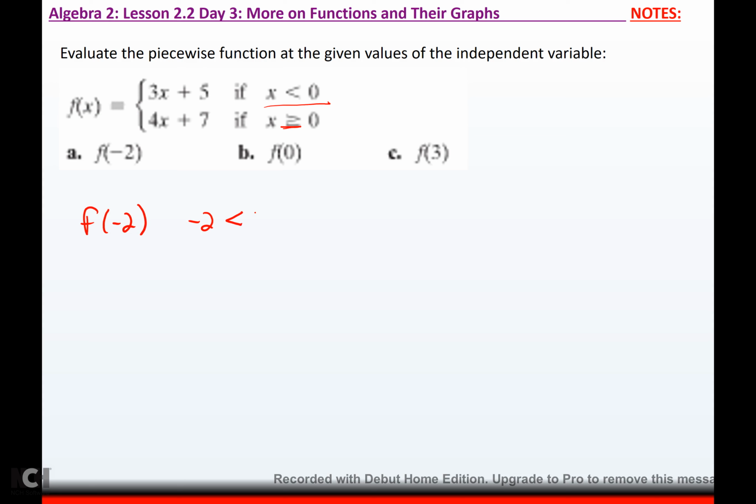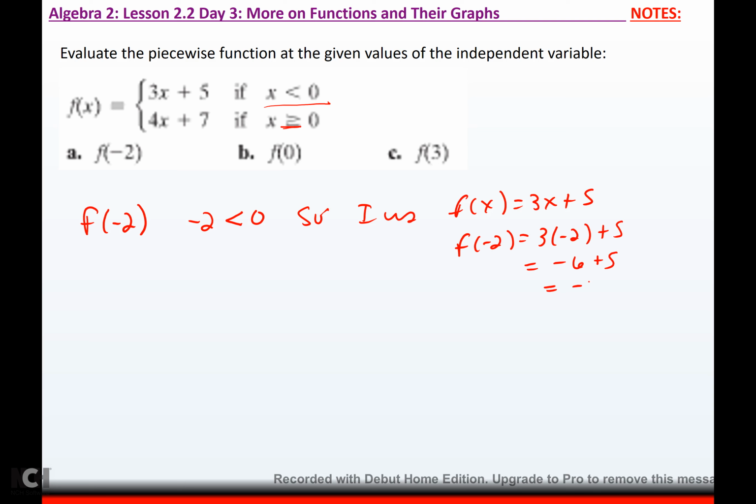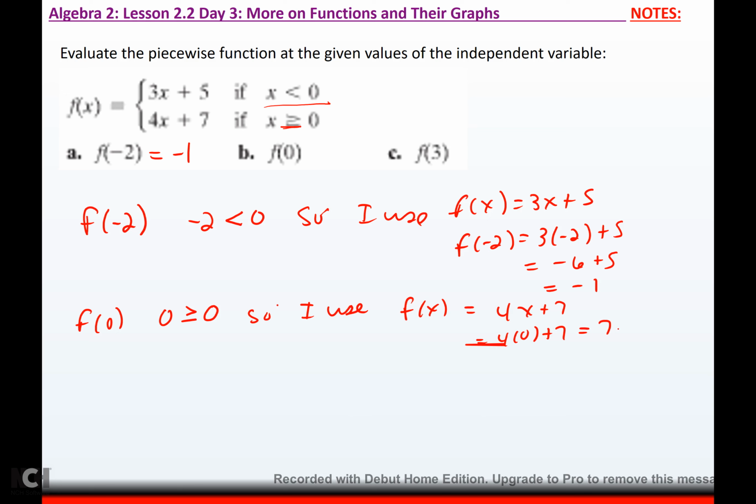Well, -2 is less than 0, so I use f of x equals 3x plus 5. So to find f of -2, I have 3 times -2 plus 5, which is -6 plus 5, which is -1. So f of -2 equals -1. To find f of 0, 0 is greater than or equal to 0, so I use f of x equals 4x plus 7. 4 times 0 plus 7 would be 0 plus 7, which is 7.